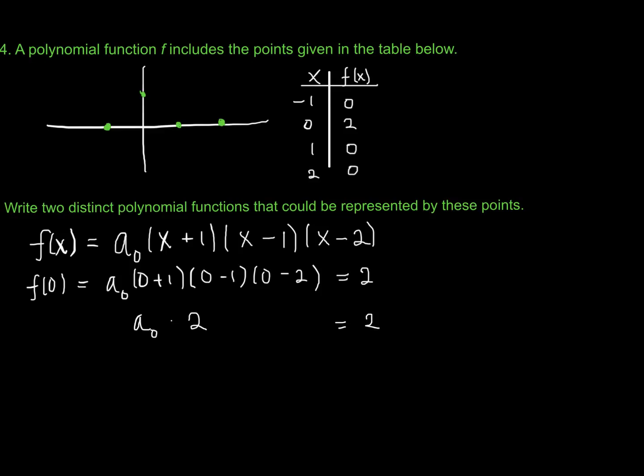Well, this is pretty easy now. We divide by 2 on both sides, and we find that a sub 0 must be equal to 1. And so our function f of x will actually have a 1 in place of the a sub 0. So we can say that one function that will for sure work is f of x is equal to 1 times x plus 1 times x minus 1 times x minus 2. We don't have to write the 1 there, but I'm going to just so you remember. That is one function.